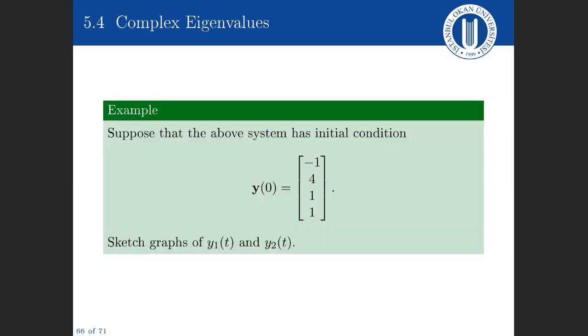I suppose we look at an initial value problem for this dynamical system. Let's suppose, again, we have the problem with the moving blocks, but let's suppose that now we have the initial condition y of 0 is (minus 1, 4, 1, 1). And we're asked to sketch the graphs of y1 and y2. In other words, sketch the graphs of the displacements x1 and x2.